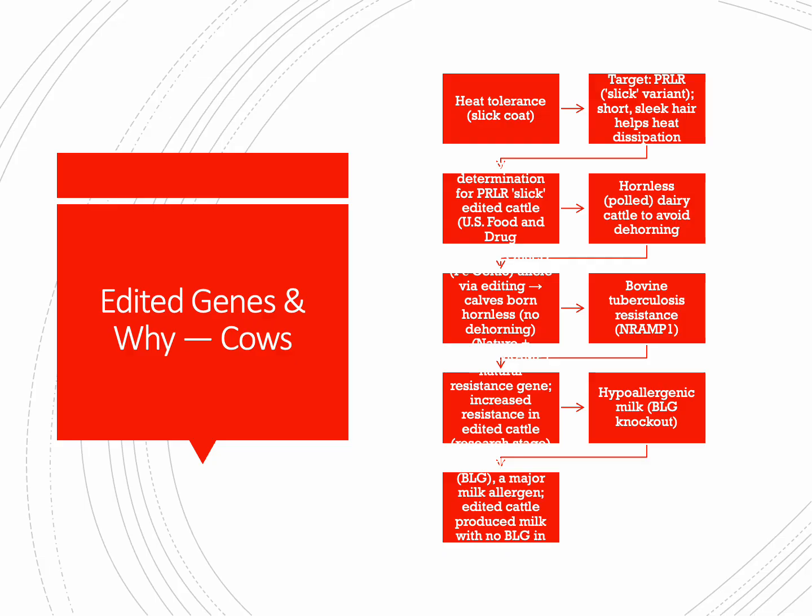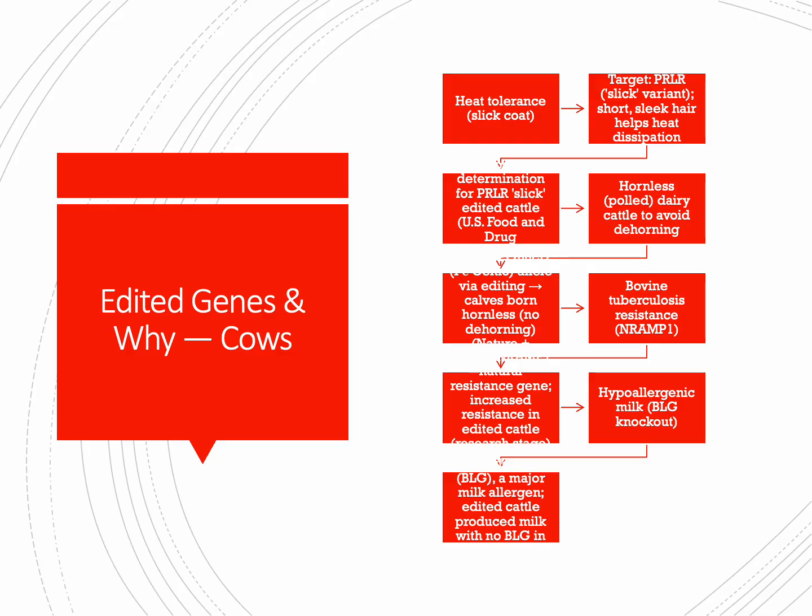Okay, and then the final cow-related gene edit I would like to talk about is the bovine tuberculosis resistance, also known as the NRAMP1. The target is the NRAMP1, and it's a natural resistance gene, which usually in FDA standards means it's lower risk. And this edit increases the resistance of tuberculosis in edited cattle, but it's still in the research stage.